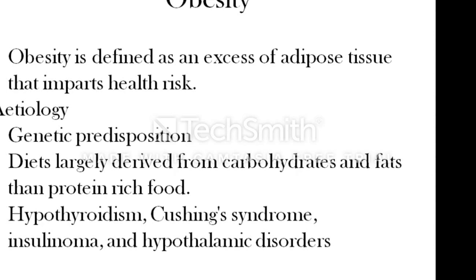The other extreme of malnutrition is obesity, defined as excessive adipose tissue that imparts health risk. The etiology is commonly genetic predisposition. So you find an obese child in an obese group or with obese parents. The intake is largely derived from carbohydrates and fats rather than proteins. Pre-existing diseases like hypothyroidism, Cushing syndrome, insulinomas, and hypothalamic disorders are frequent associations with obesity. So obesity can be found with these diseases.